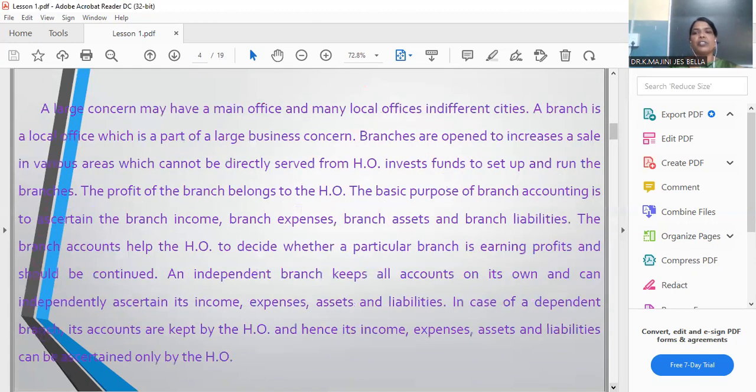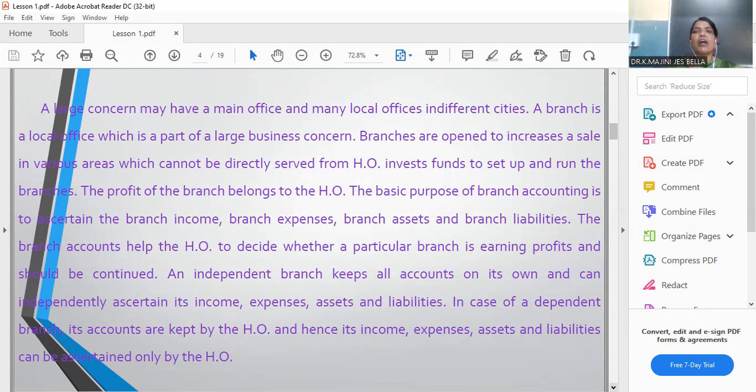From the accounting point of view, branches may be classified as dependent branches, independent branches, and foreign branches. A large concern may have a main office and many local offices in different cities. A branch is a local office which is a part of a large business concern. Branches are opened to increase sales in various areas which cannot be directly served from the head office. The head office will invest funds to set up and run the branches. The profit of the branch belongs to the head office only.